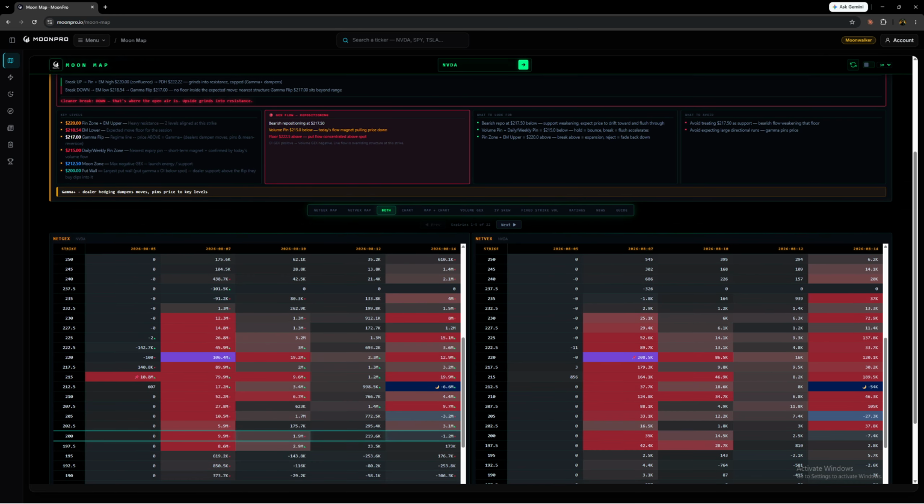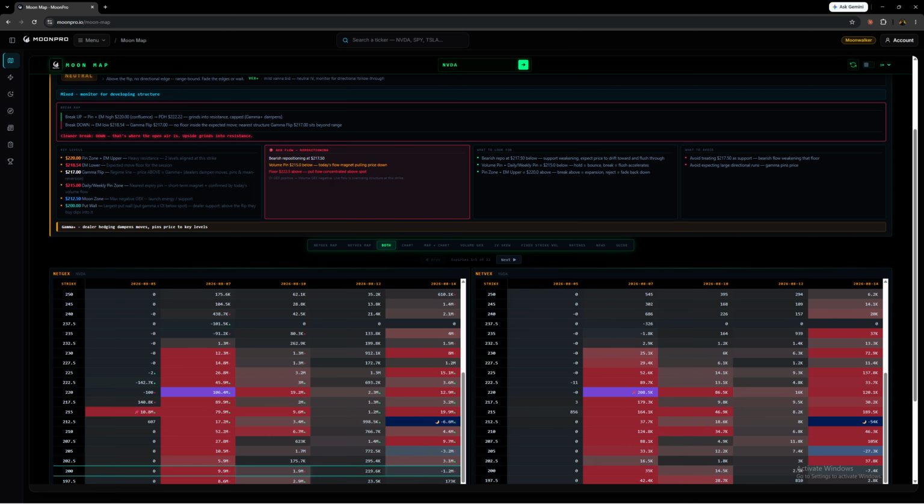All right. So the pin zone and expected move higher is the same level. So that's why it's heavy resistance at 220, right? You see that easily. So if you see price run into 220 and start rejecting, you can see what's going on. All right. The gamma flip here. So we have all our key levels here.